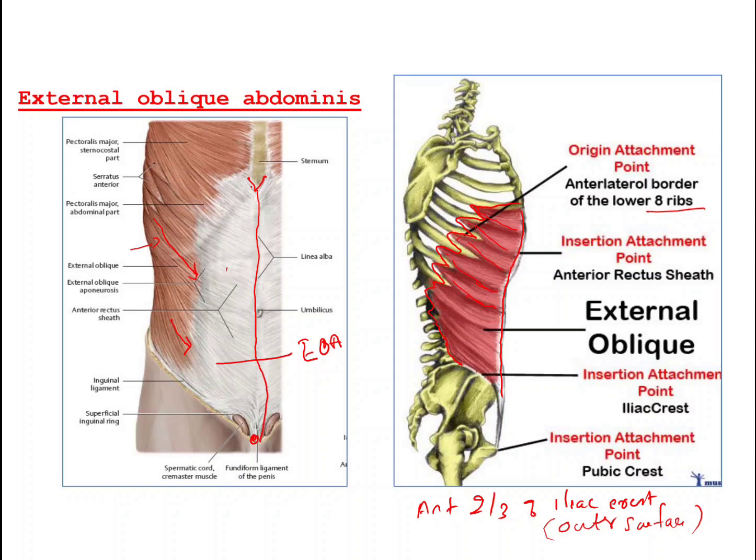Okay, and the lowermost margin of the external oblique aponeurosis, extending from the anterior superior iliac spine to the pubic tubercle, forms the inguinal ligament. So remember, the inguinal ligament is the modified lower margin of the external oblique aponeurosis. In examination they may ask, what is the inguinal ligament? The inguinal ligament is derived from, or formed from, the external oblique aponeurosis.